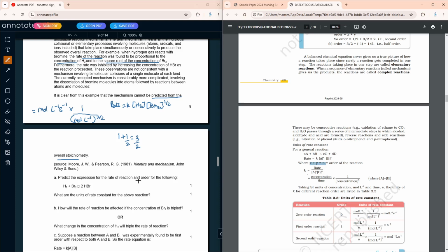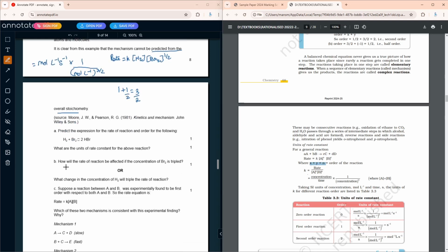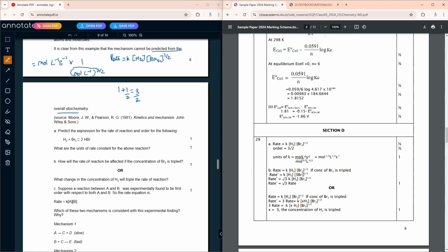Okay, so obviously this particular question was related to the molecularity, order, and the rate of the reaction. Okay, I hope that made sense. Now the second question: how will the rate of the reaction be affected if the concentration of Br2 is tripled? Essentially, we are seeing what will happen if we triple the concentration.